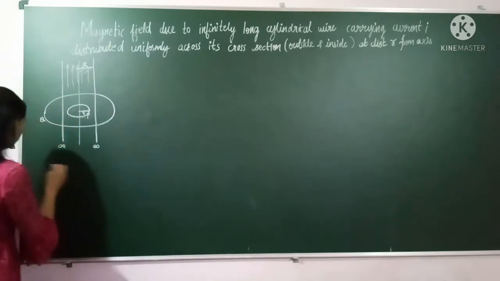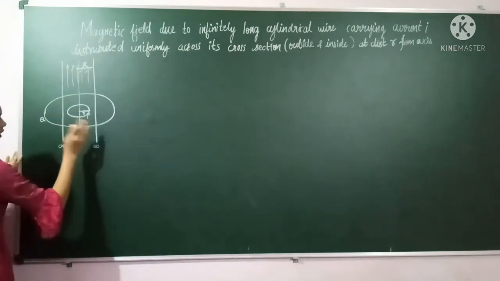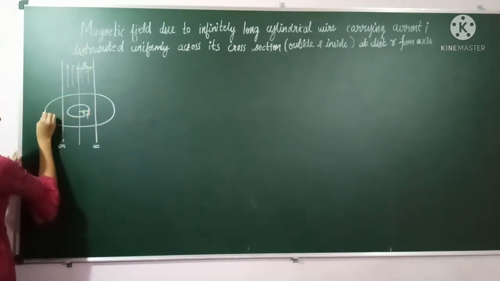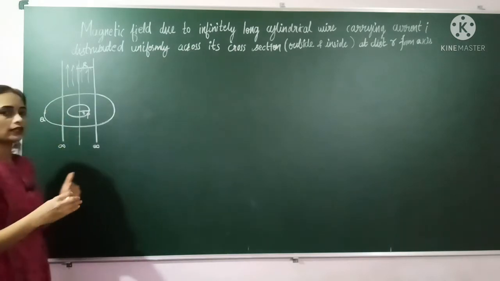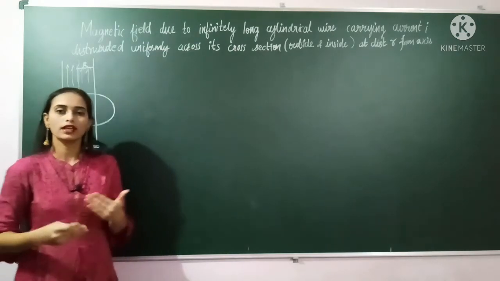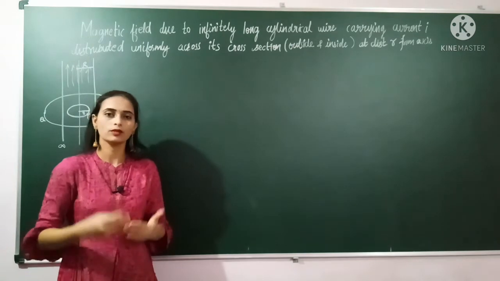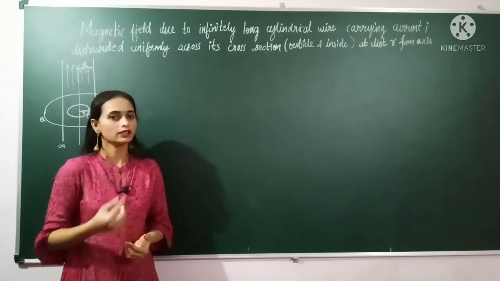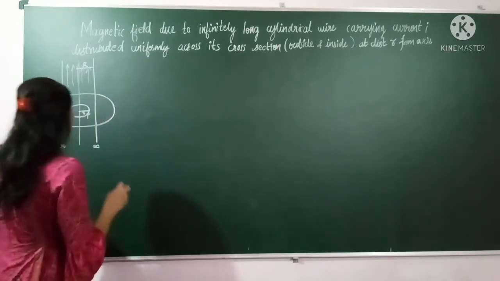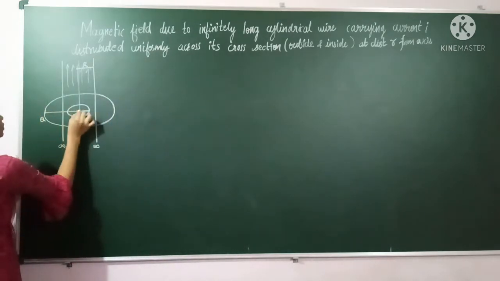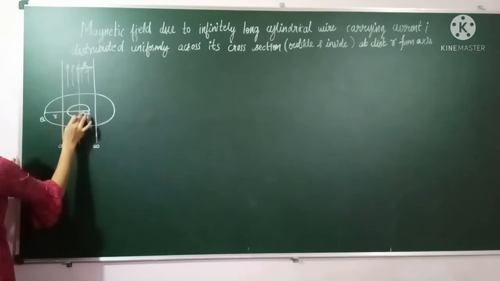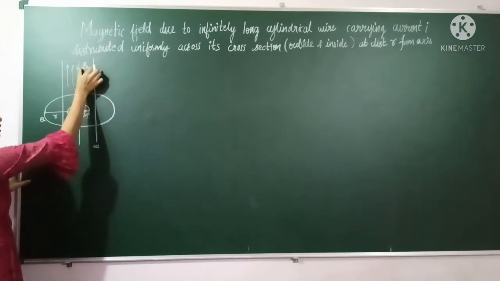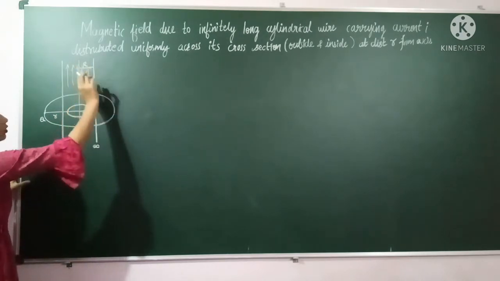So next, to find out the magnetic field at this point P and at this point Q, we will take two cases. In the first case we will find the magnetic field for the point P, inside, and in the second case we will take outside at the point Q. Now here this distance is also r. This r value is varying, and this capital R is the constant, the radius of this wire.